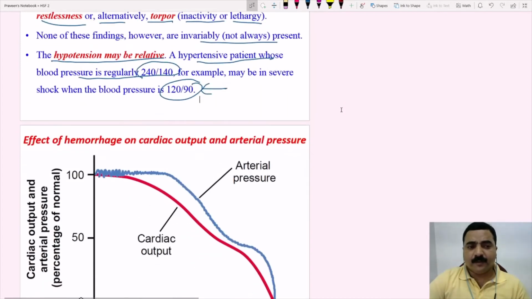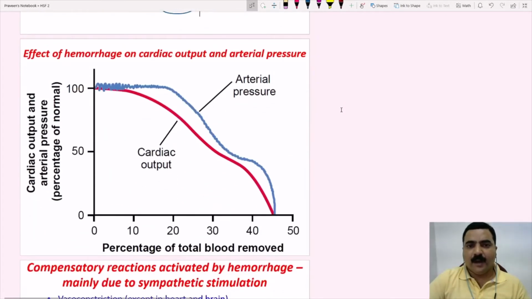These are the features. Okay, now what is the effect of hemorrhage on the cardiac output and the arterial pressure itself? Okay, so which one will fall first? You can see the cardiac output can be maintained only up to around 10 percent blood loss. Okay, 10 percent of the blood loss, but the arterial blood pressure can be maintained approximately up to 20% blood loss. Okay, so this is because more compensations are available to maintain the blood pressure compared to that of the cardiac output.